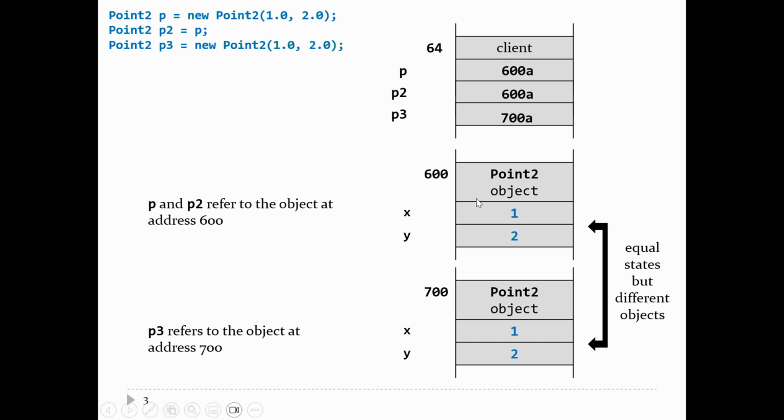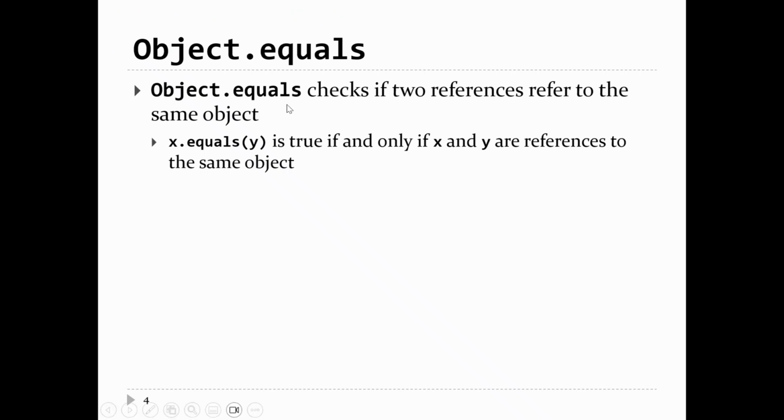So P is the object here. P3 is the object here. P2 is also the same object as P, so P and P2 both refer to that object there. Notice their states are equal, so the x and y coordinates of the two points are equal, but they are distinct objects. So that object is different from that object, which means P and P3 refer to different objects.